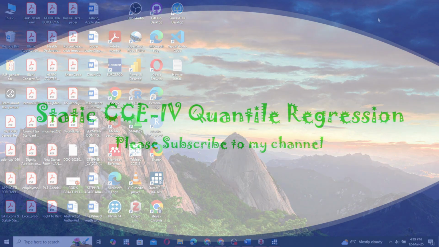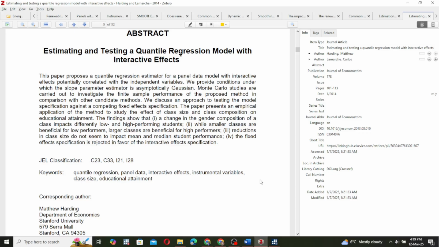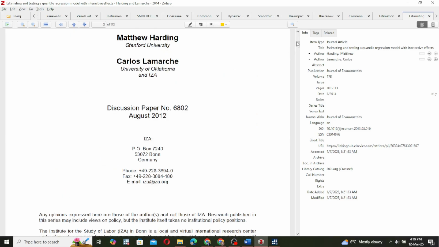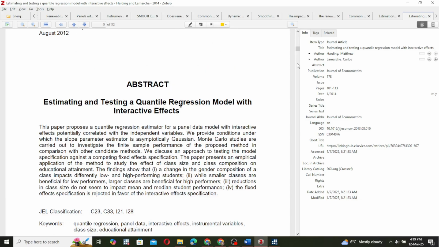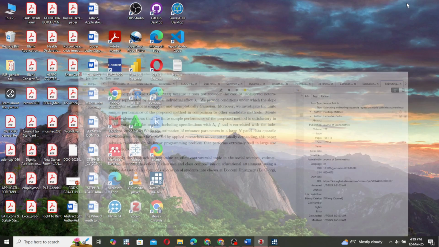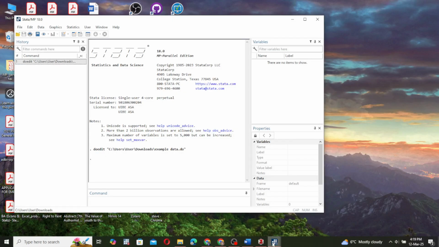Today we are going to be discussing a quantile regression model with interactive effects. This model is developed by Matthew Harding and Carlos Lamarche, and it uses panel data for its analysis. It also looks at dealing with cross-sectional dependence and endogeneity. We are going to use an example data in Stata to do this.